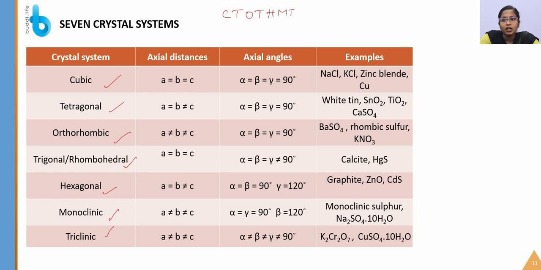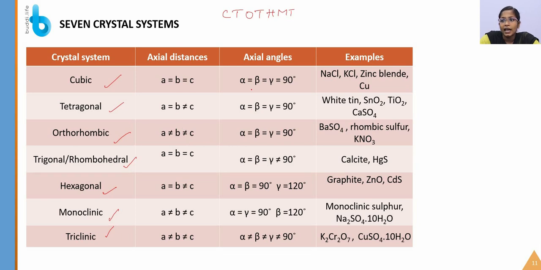The 3 axial distances are a, b, c. So a equals b equals c, this is the first one. And next is a equals b but b is not equal to c. This is the second one. And next is a is not equal to b and b is not equal to c. This pattern will be repeated in the next 3 things. And then the last one is also a is not equal to b, b is not equal to c. By remembering this, you can easily remember the axial distances of the 7 crystal systems.